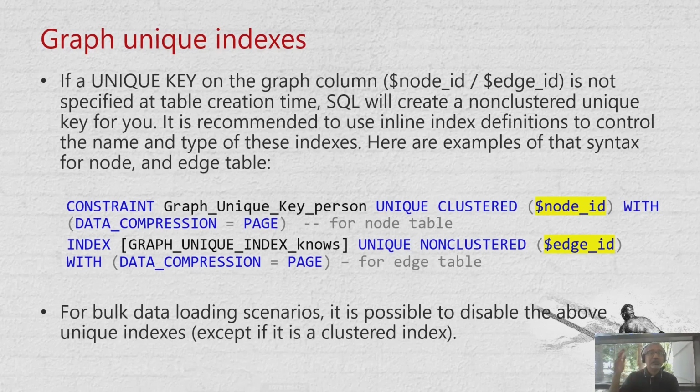This will later allow you to control not only the type of index, so for example you could say, hey, this is a clustered index, but also optionally disable the index if you wanted to when you're doing, let's say, bulk loading of large amounts of data. So highly recommended to create constraints and or indexes which specify the unique capability of the particular index, and also specify the node ID for node tables and edge ID for edge tables.